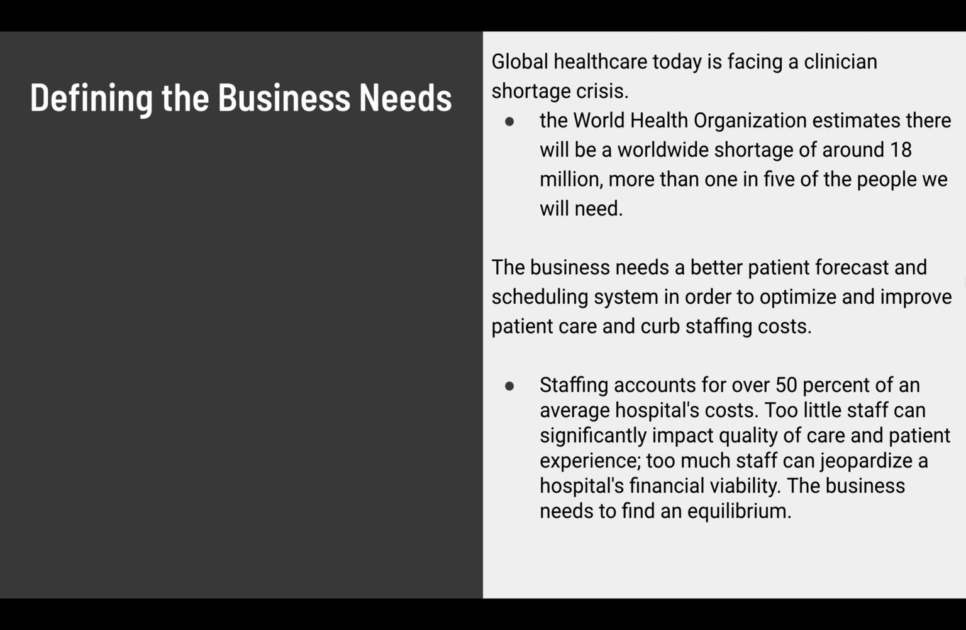The business needs better patient forecast and scheduling systems in order to optimize and improve patient care and curb staffing costs. Staffing accounts for over 50% of an average hospital's costs. Too little staff can significantly impact the quality of care and patient experience, while too much staff can jeopardize a hospital's financial viability. The business needs to find their equilibrium.